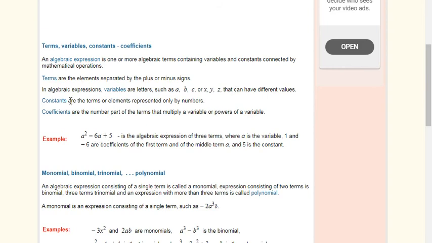Then constants are terms or elements represented by numbers. This 5 is a constant. Is there any x or a or b attached to it? No. Coefficients are the numbers of the terms that multiply a variable or power of the variable. It means in this a square minus 6a plus 5, this minus 6 is a coefficient. It multiplies with a. If in place of a square there would have been 5a square, then the coefficient for a square would have been 5. Here the coefficient of a is minus 6.